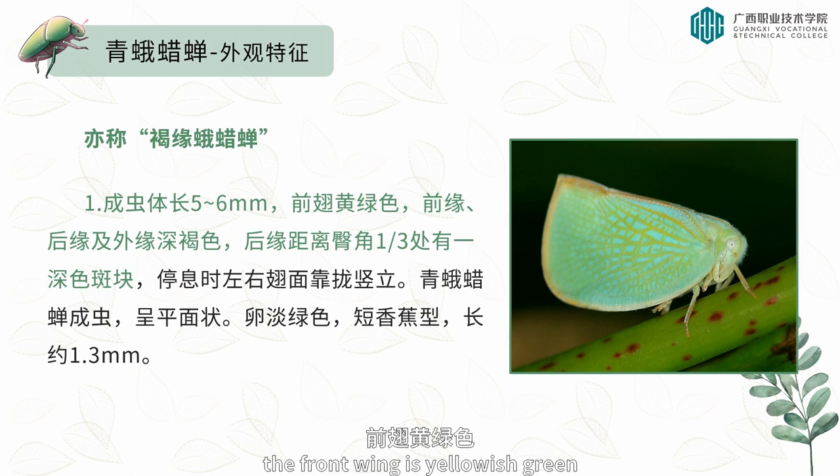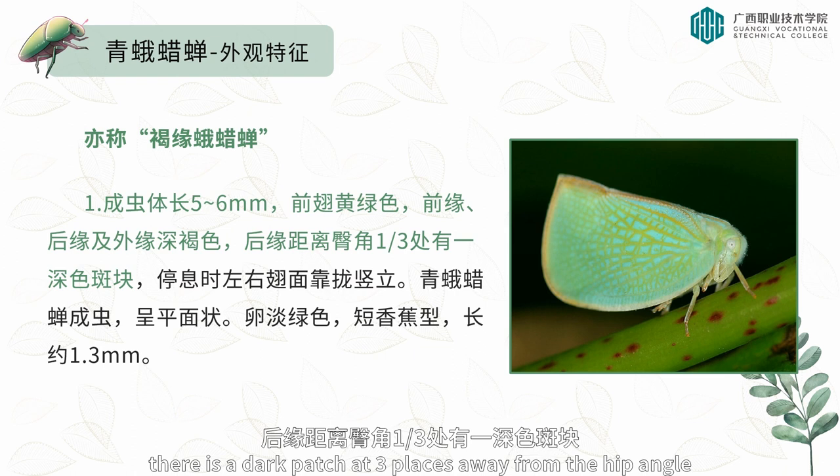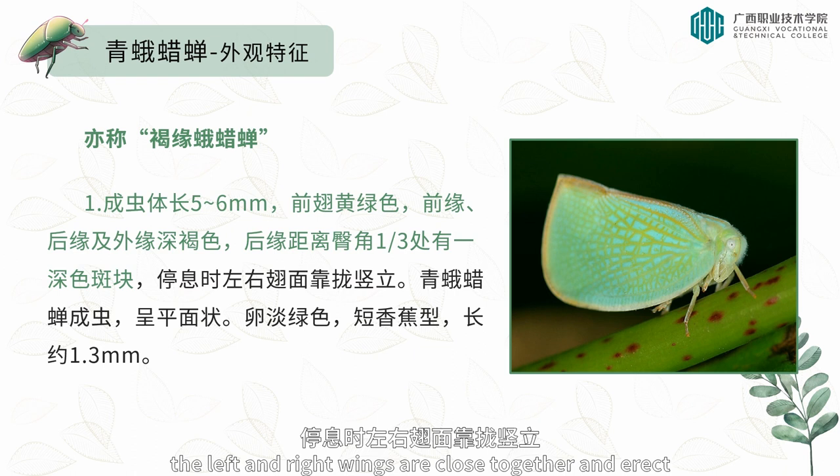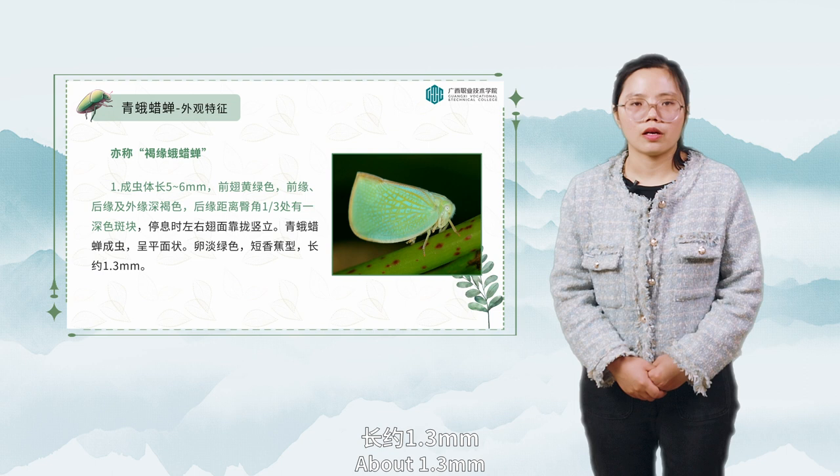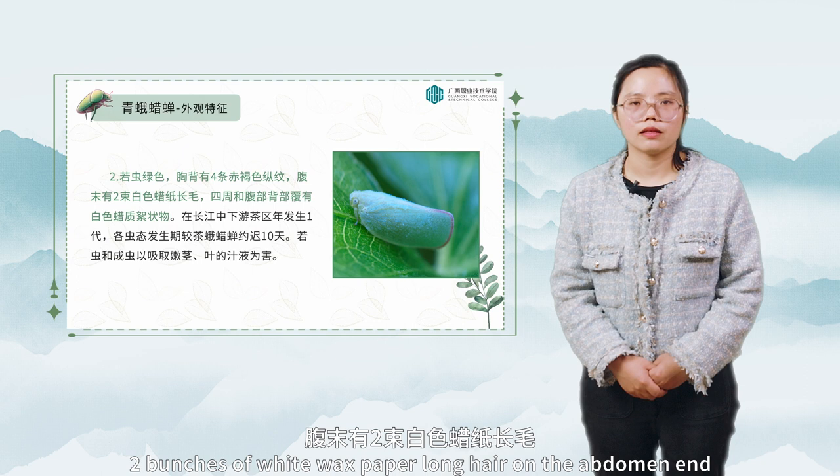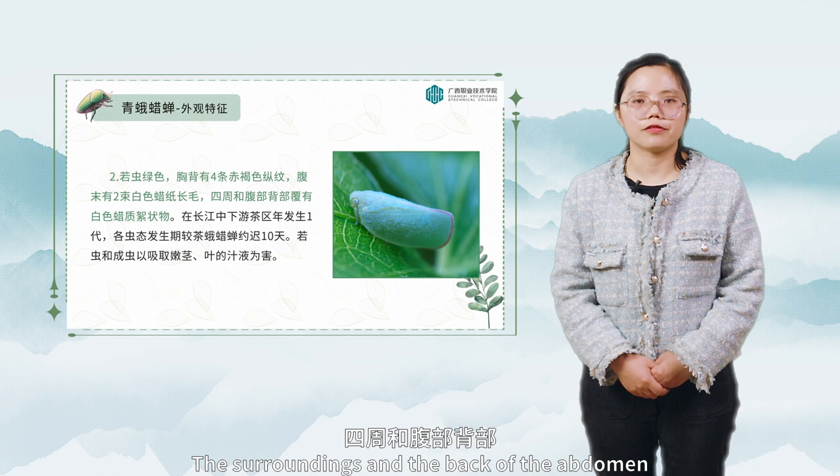The front wing is yellowish green. The leading edge and outer edge are dark brown. There is a dark patch at three places away from the hip angle. When at rest, the left and right wings are close together and erect. The egg is light green, short banana shape, about 1.3 millimeters. Nymph is green, with four reddish-brown longitudinal lines on the chest back, two bunches of white waxy long hair on the abdomen end. The surroundings and the back of the abdomen are covered with white waxy flock.